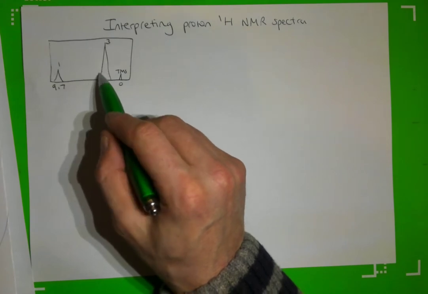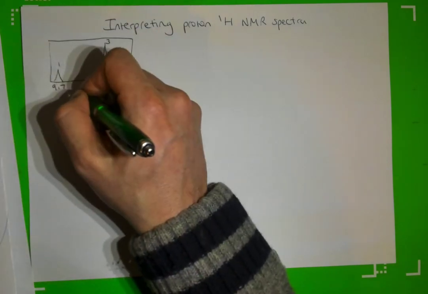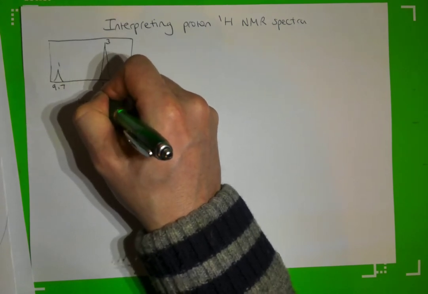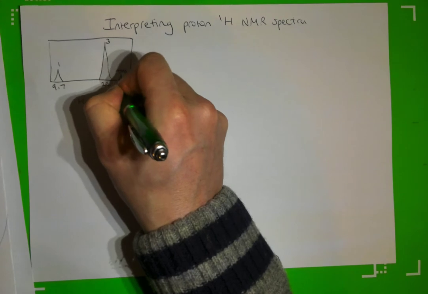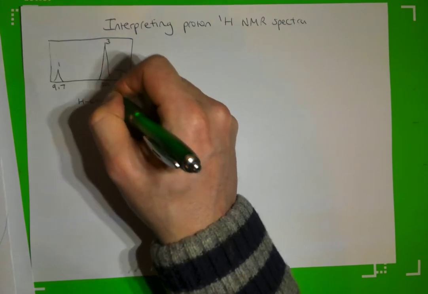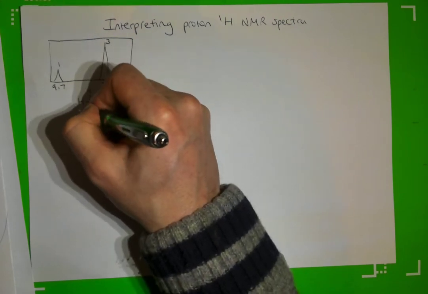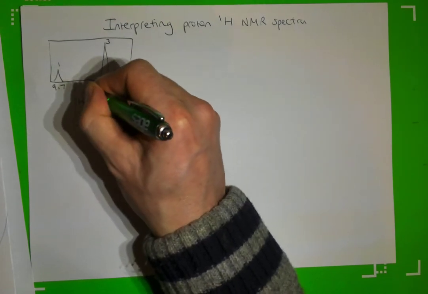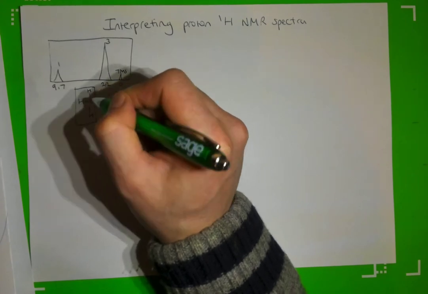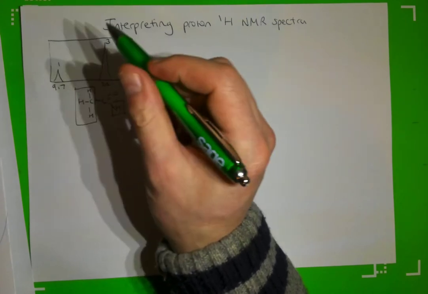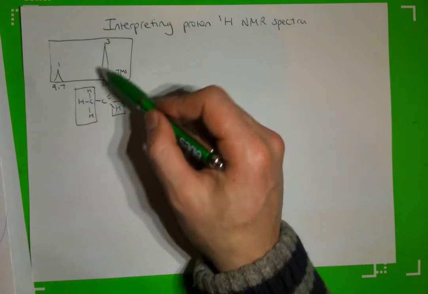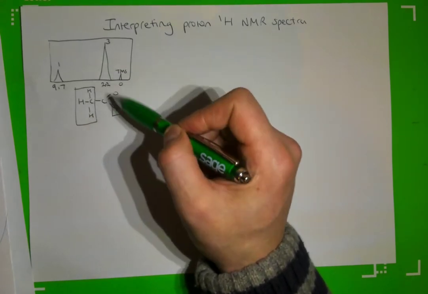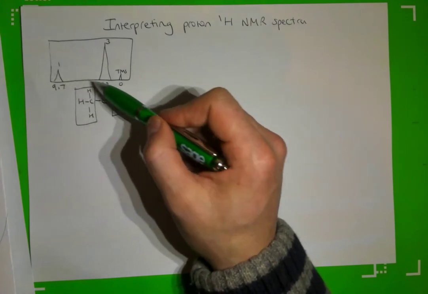Now, if the molecule was ethanol, we know that there's 2 hydrogen environments. There's one and there's the other. So we can see straight away that this environment here must correspond to these 3 hydrogens, and this environment must correspond to this hydrogen here.